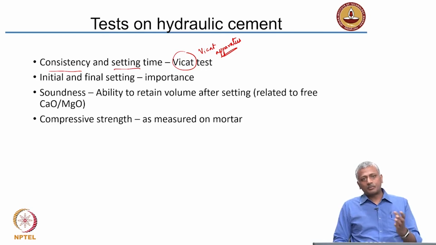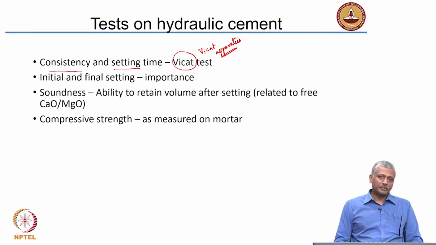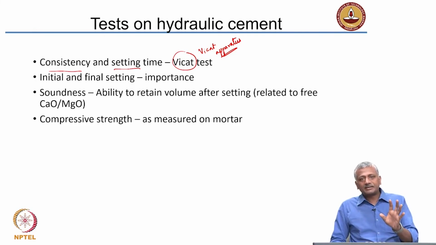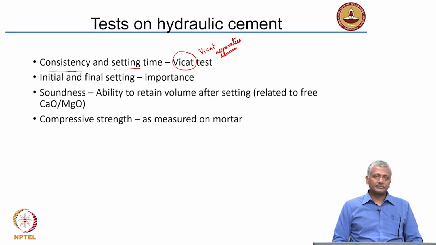Final set is the point beyond which the concrete has a definite shape. Now, it does not mean that at final set your concrete has strength. No, concrete continues to develop strength beyond that. We will talk about that later, that as long as water is available, concrete will continue to develop strength.